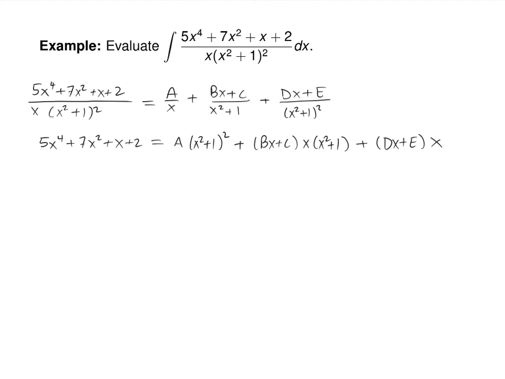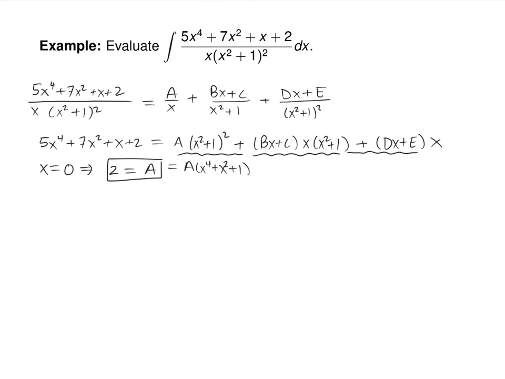Okay, is there a good number we can plug in? 0 does some stuff, yeah. X equals 0 tells you 2 is going to equal a. You agree? 0 eliminated everything. Okay, now we have to do the whole gather like terms business. Ready? So I'm just going to take this expression and expand stuff, okay? So a times (x to the 4th plus 2x squared plus 1).